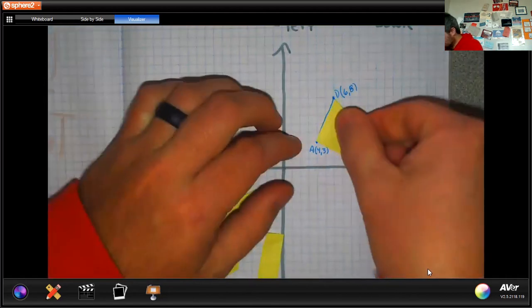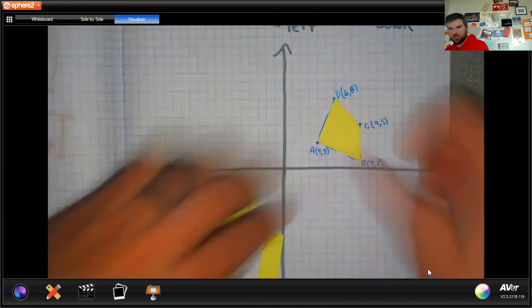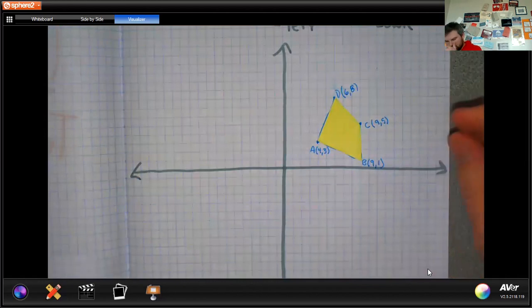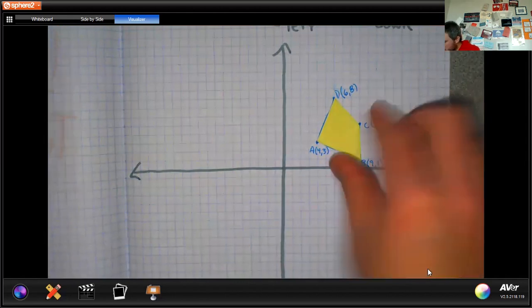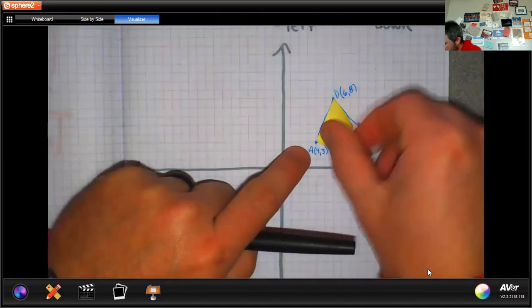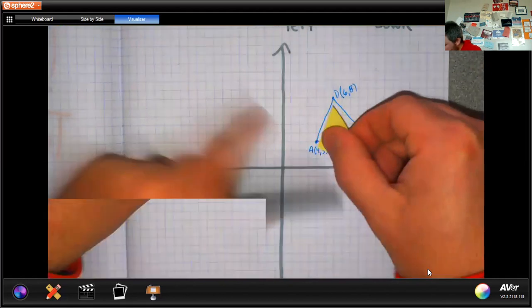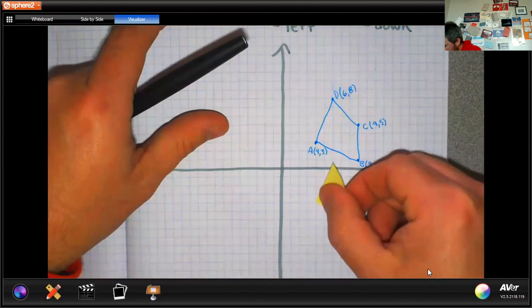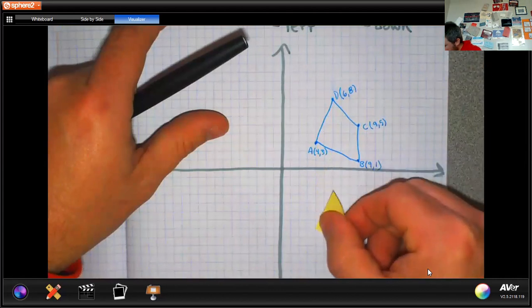Okay, so if I cut it out, I kind of have that shape right there. Okay, so now let's translate this thing. The first thing I want to do is move this thing down 10 units. So I'm going to pick this up, and I like to use just one point here, and we're going to move it down 10 units. So 1, 2, 3, 4, 5, 6, 7, 8, 9, 10.